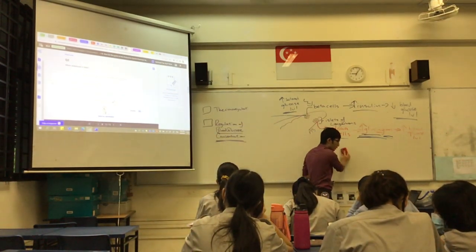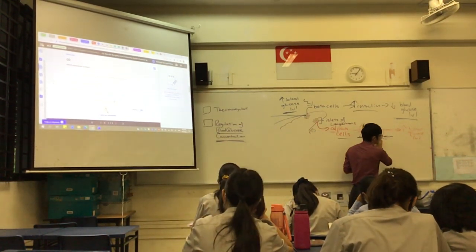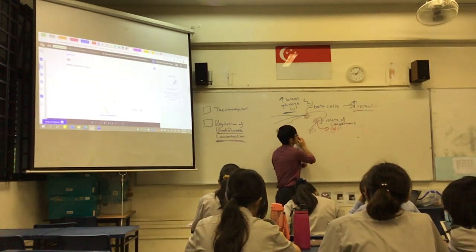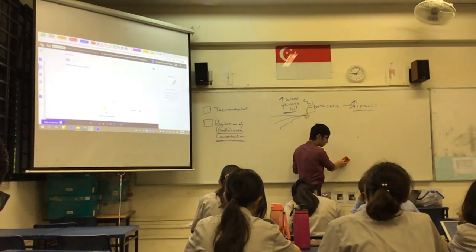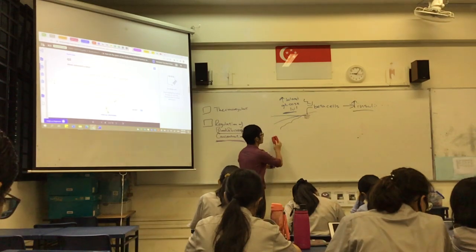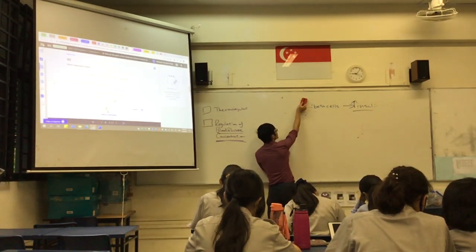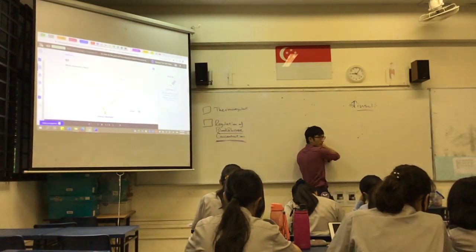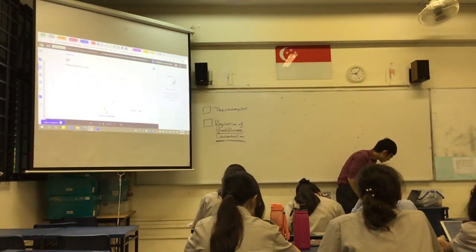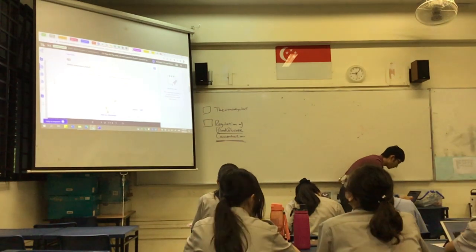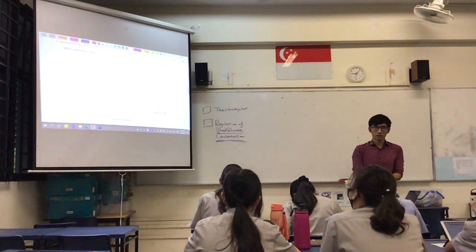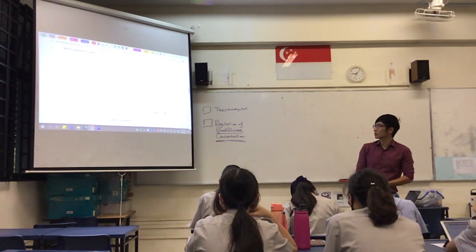Okay, question 2. Which statement is false? Which statement is false? Jayden? Sorry? Option 4. Insulin binds to receptors located inside target cells. Okay. Now, why might it be false?